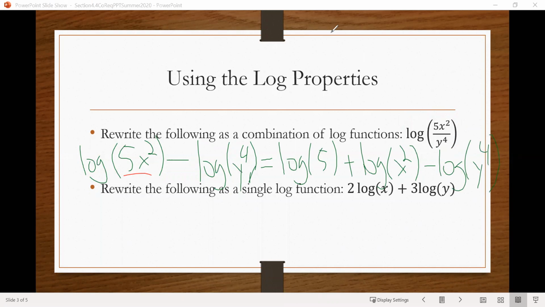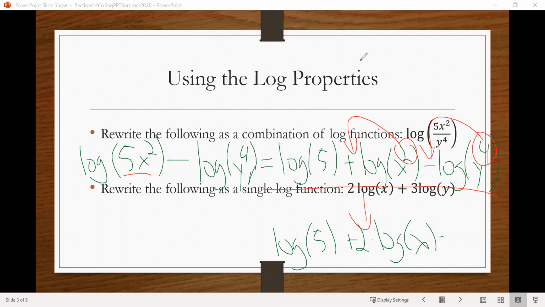I'm going to do one more step here. Notice that log of x squared and log of y to the 4th both contain exponents. And we know by our exponent rule of logs, those can be moved out to the front. So this would become log of 5 plus 2 times log of x minus 4 times log of y. That's now been expanded out. We started with log of 5x squared over y to the 4th, and now it's become log of 5 plus 2 times log of x minus 4 times log of y.